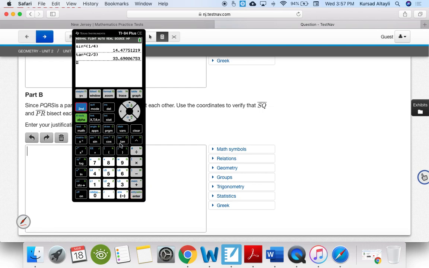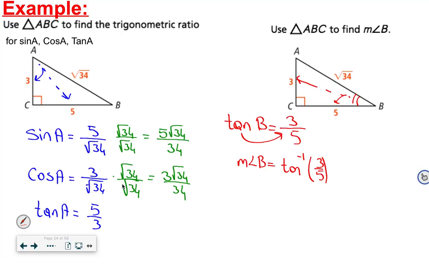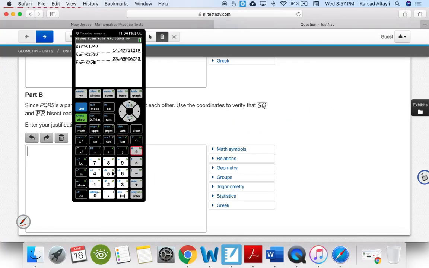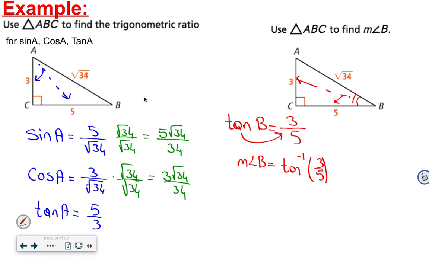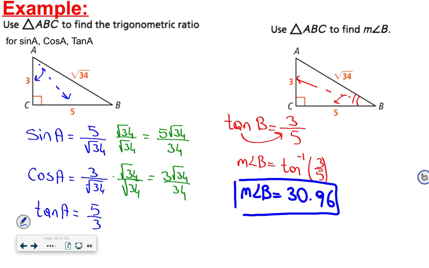So second tangent 3 over 5, right? Yes, 3 over 5. So then the answer will be, if you round to the nearest hundredth, 30.96 is going to be your answer. So measure of angle B will be equal to 30.96 approximately. So this is how we are finding measure of an angle by using the inverse of trigonometric function.